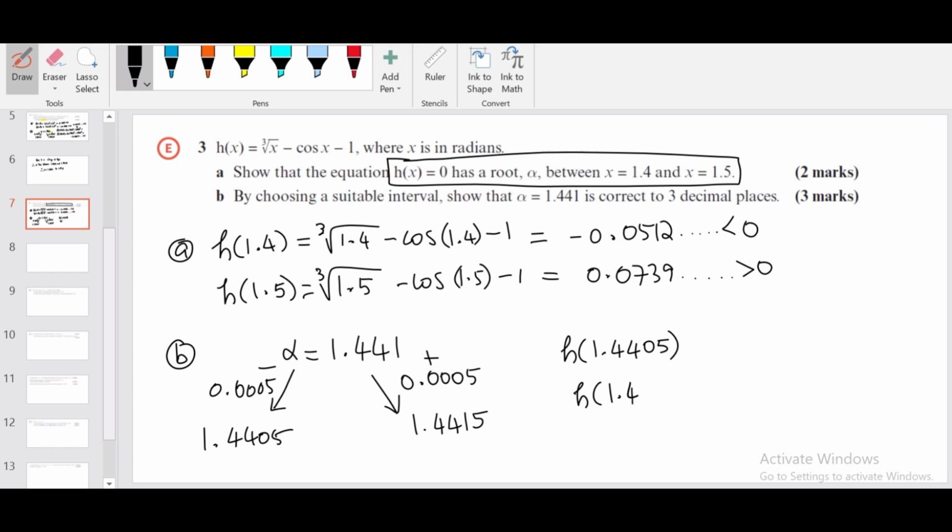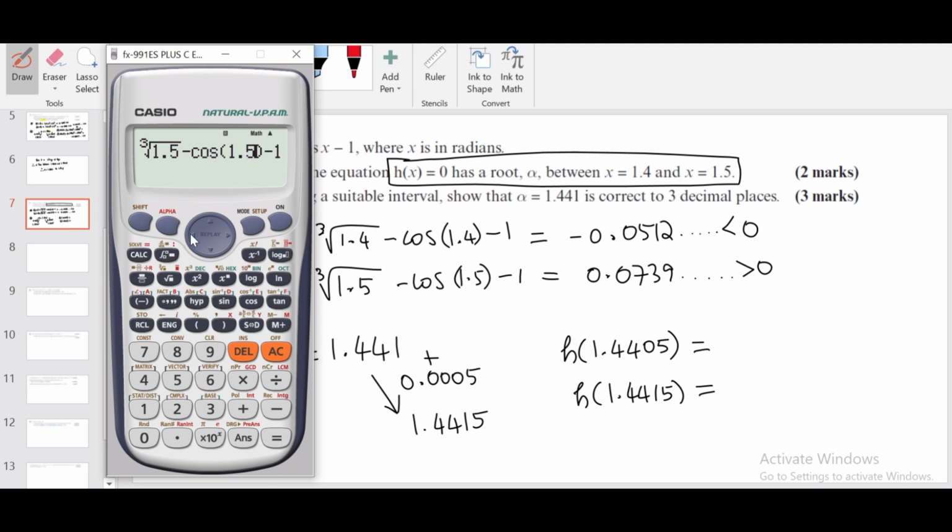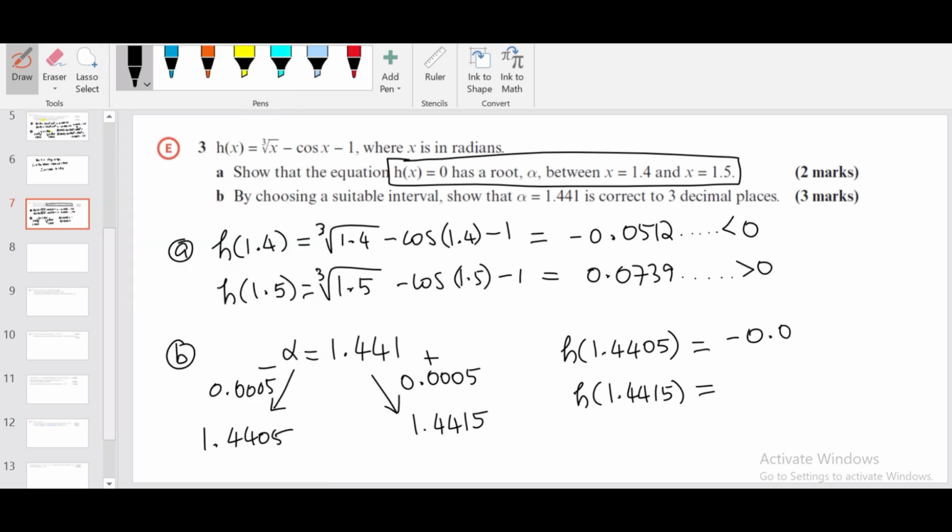H of 1.4415, and then you need to write the conclusion. There is a change of sign, and so on. Then 1.4405. I get 10 to the power minus 4, so 0.00055, etc., is a negative number.